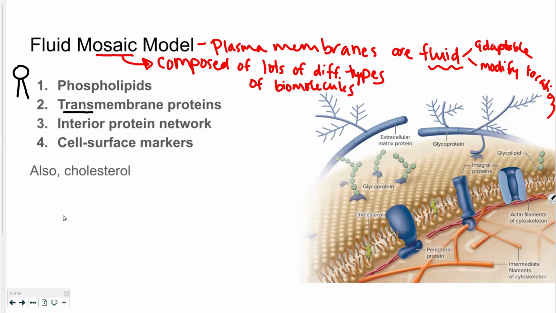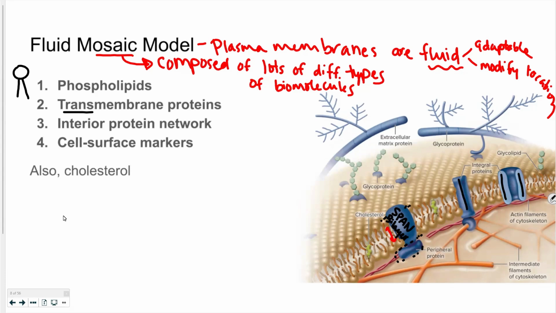Transmembrane proteins. These are various types of proteins that are going to span both layers of the phospholipid bilayer. Okay, so this protein is sticking out on this side, sticking out in the middle, and we have portions of it that are embedded in the fatty acids. Here are some other kinds of those transmembrane proteins. They have various types of jobs. We'll spend a lot of time talking about those.